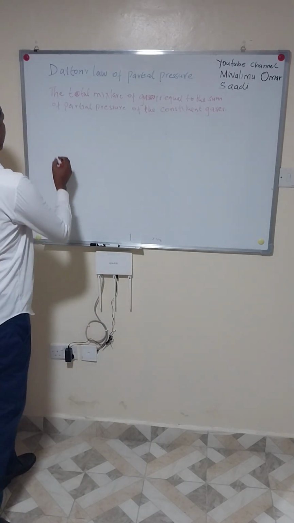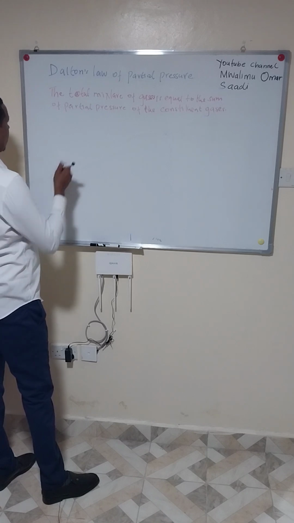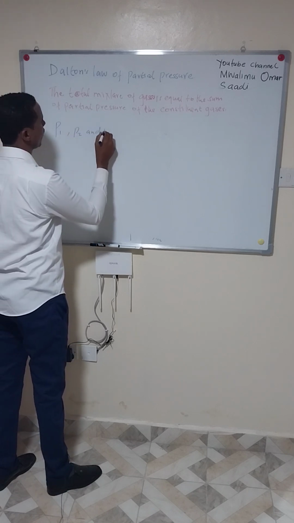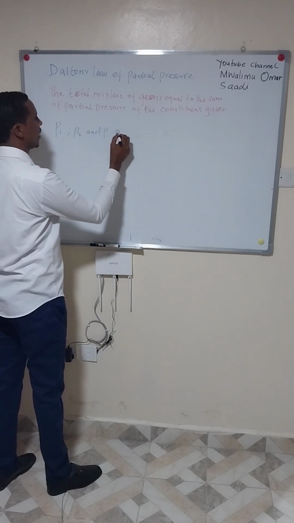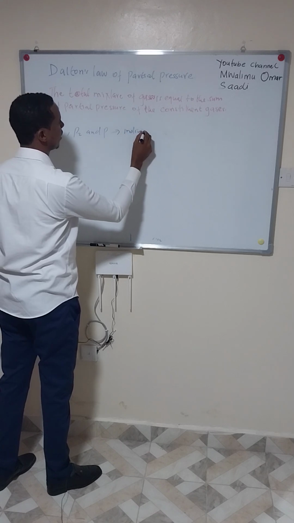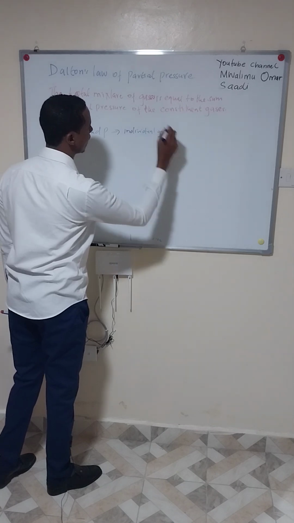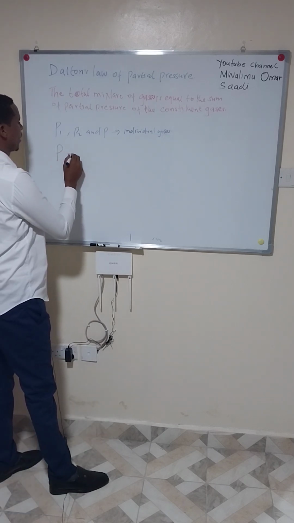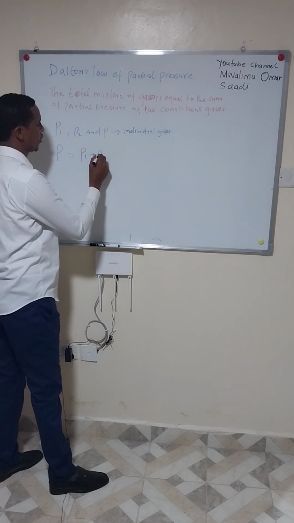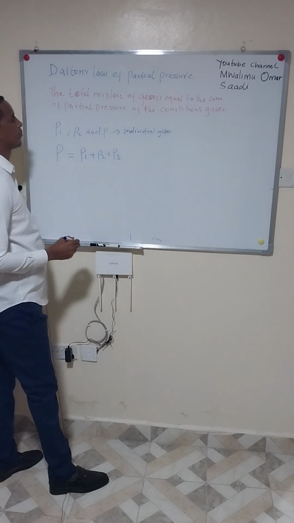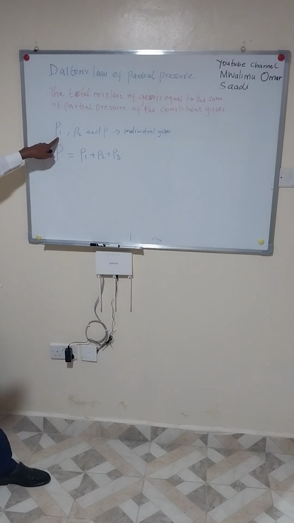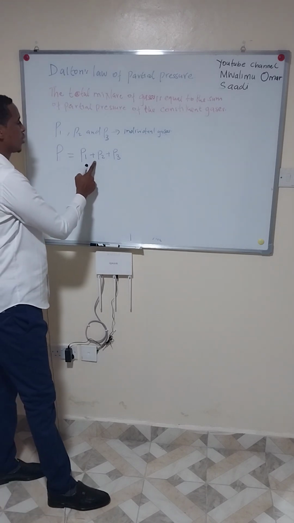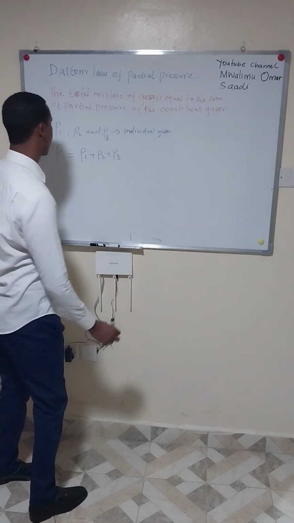For instance, let's say we have P1, P2, and P3 as the partial pressures of individual gases. Our total pressure will be P is equal to P1 plus P2 plus P3. So if the partial pressures of individual gases are P1, P2, and P3, the total pressure will be P1 plus P2 plus P3.